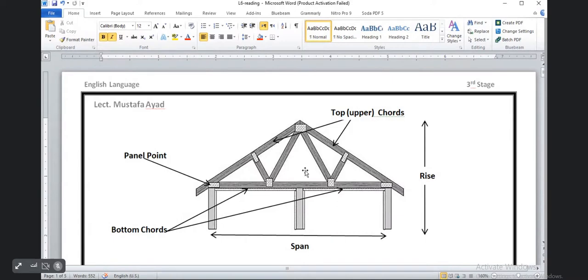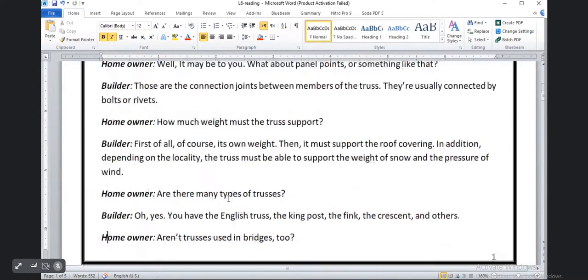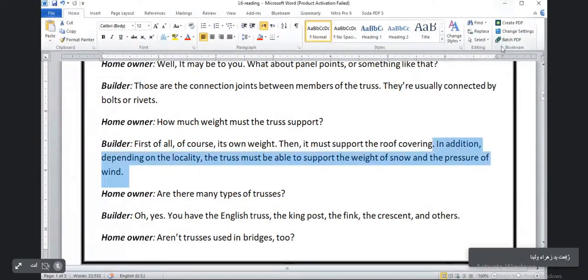Okay, students, thank you very much, Wijdan. You're most welcome. Let's now move to someone else who would like to read the second. Okay, Haider Wadud, you already read. Zahra Muthanna. Yes, Zahra Muthanna, could you please read this part, the highlighted one? Yes, Doctor.